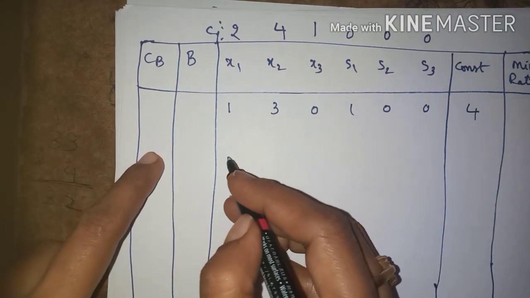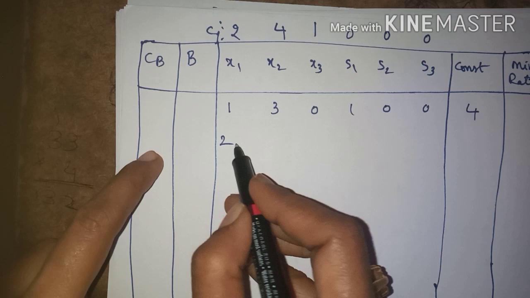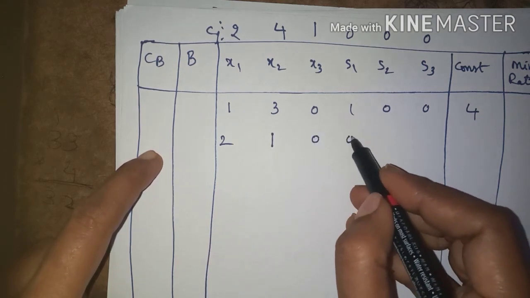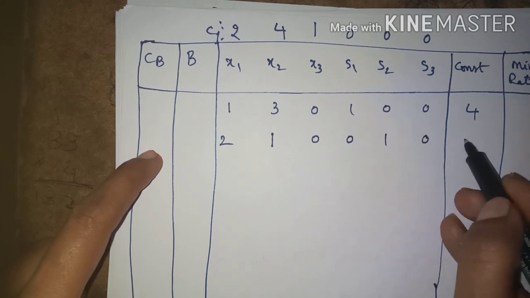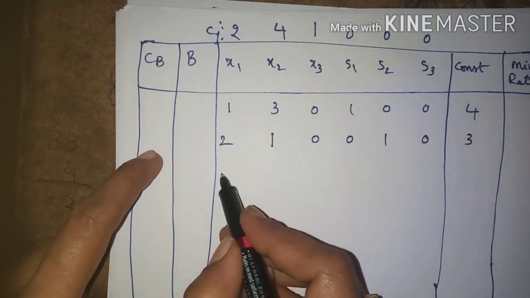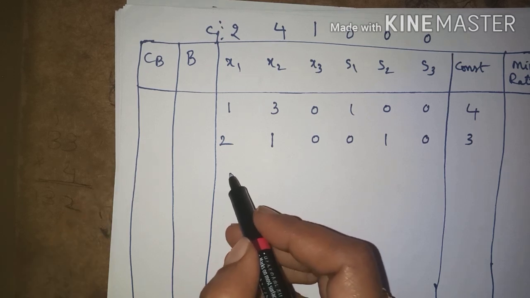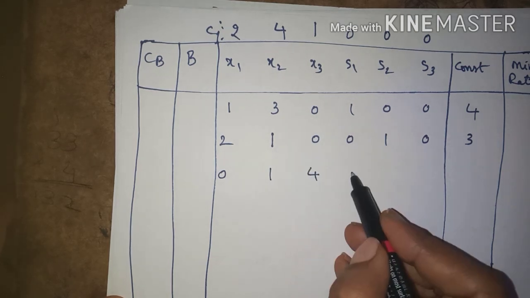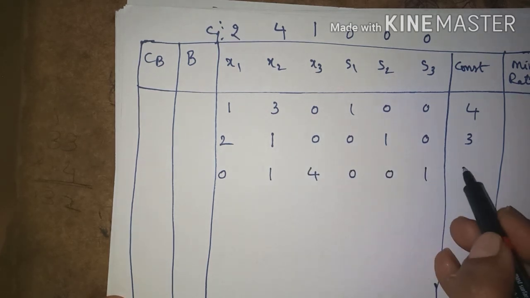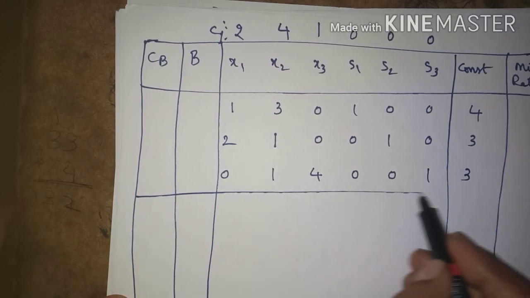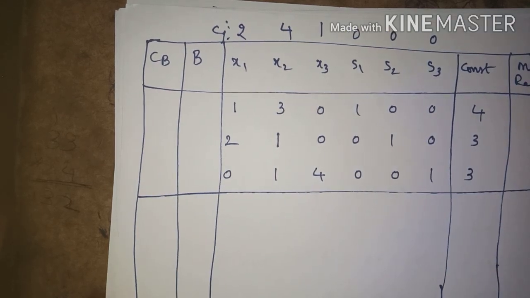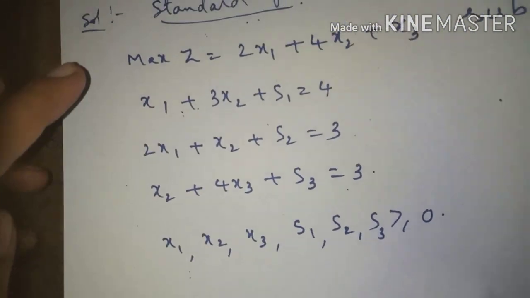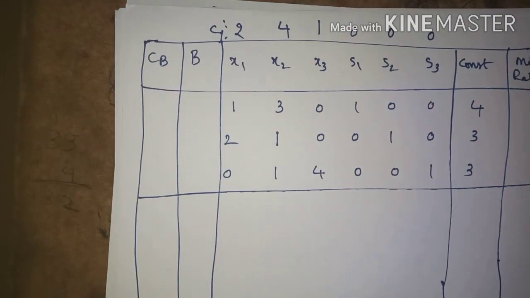Second one is coefficient of x1 is 2, coefficient of x2 is 1, no x3 so 0, s1 0, s2 1, s3 0 and 3. Now the third constraint is x1 is 0, x2 is 1, x3 is 4, 0, 0, 1, 3. Draw one line like this. Now based on these variables and these three constraints, I draw the body of the simplex table like this.